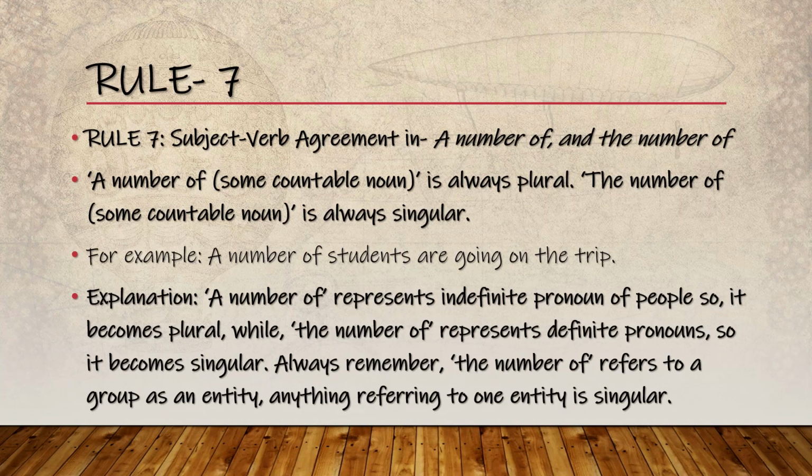Rule 7. Subject-verb agreement in a number of, and, the number of. A number of, some countable noun, is always plural. The number of, some countable noun, is always singular. For example, a number of students are going on the trip. Explanation: a number of represents indefinite pronoun of people, so it becomes plural, while the number of represents definite pronouns, so it becomes singular. Always remember, the number of refers to a group as an entity. Anything referring to one entity is singular.